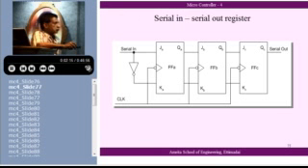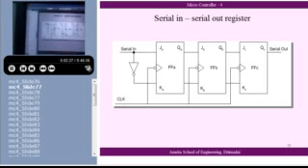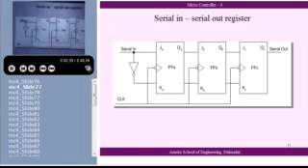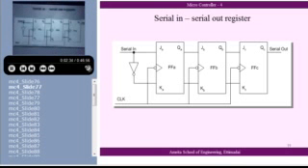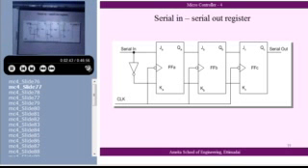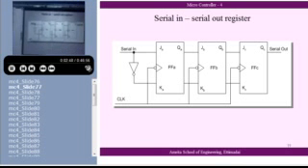QA to JB, QA bar to KB, QB to JC, QB bar to KC.